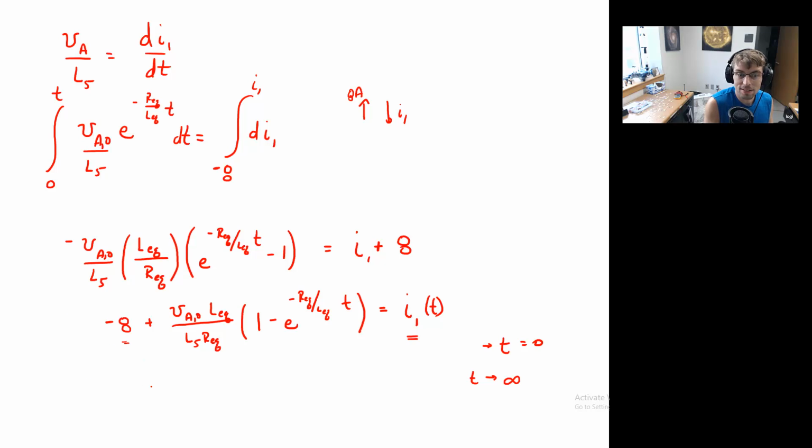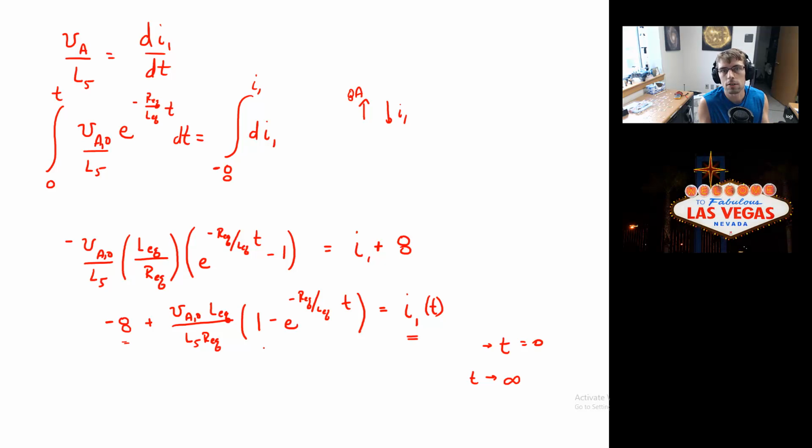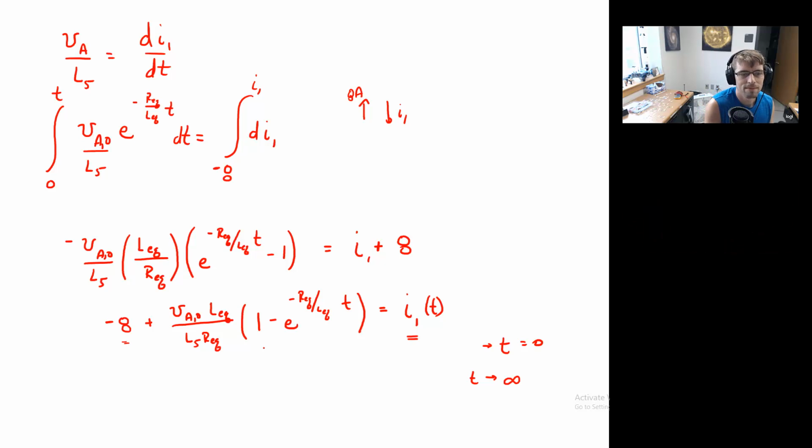So what this is saying, the fact that as time goes to infinity your current goes to some constant value, is that a tiny portion of the initial energy stored in the inductors stays in the inductors. Which is kind of cool, actually. So there we have it. We have the current flowing through our 5 Henry inductor.